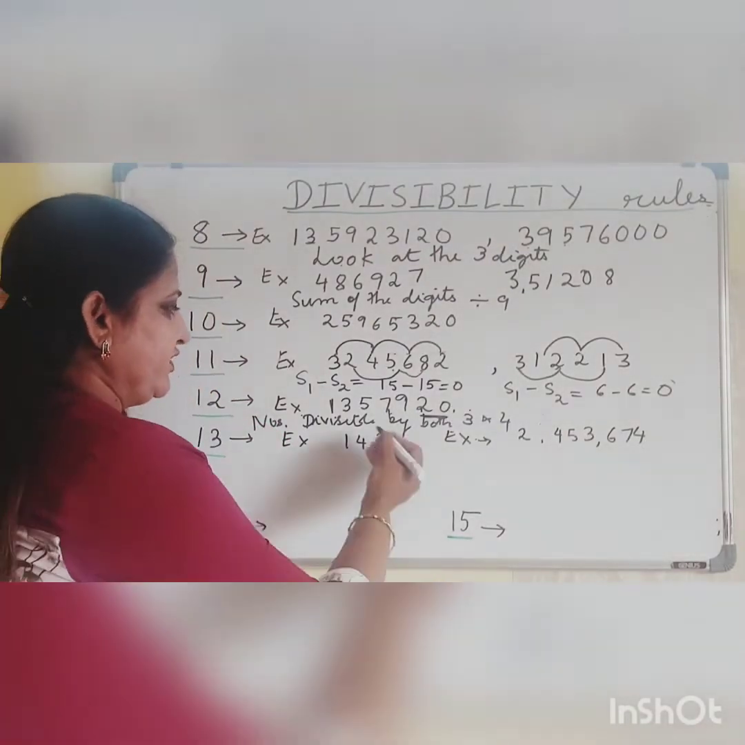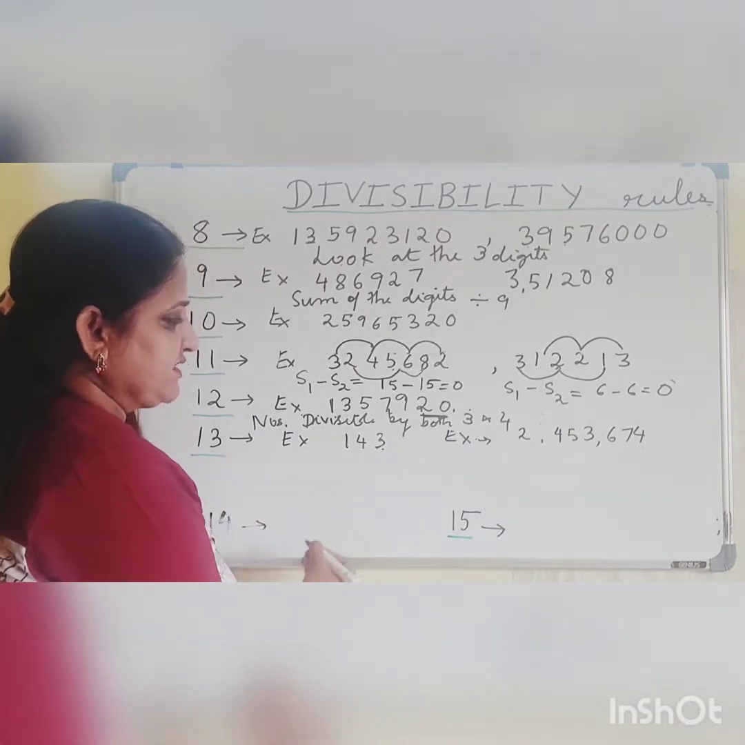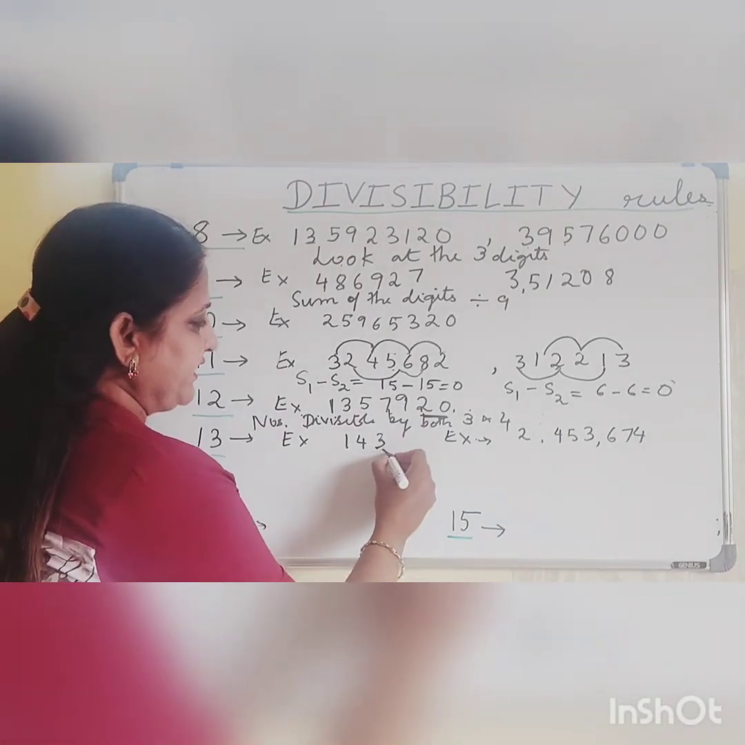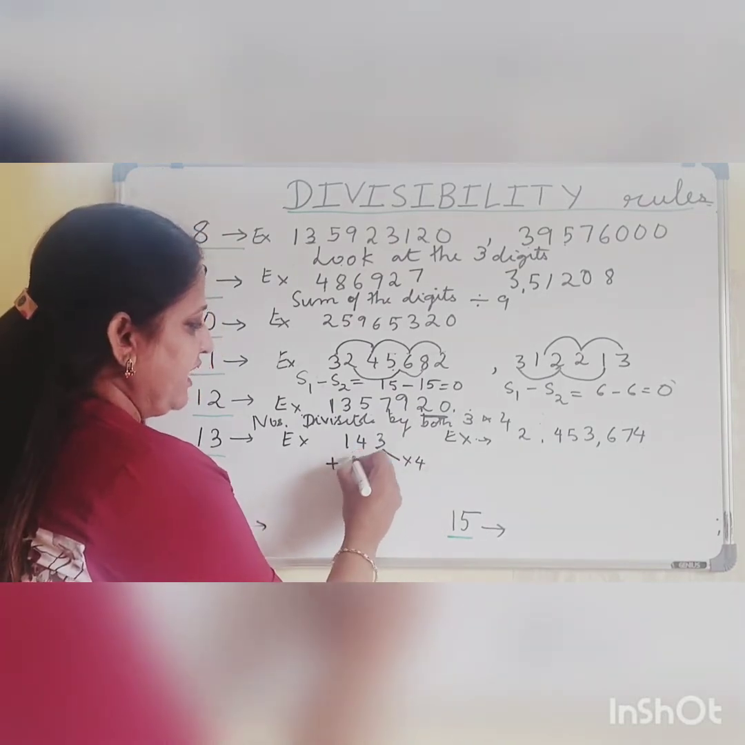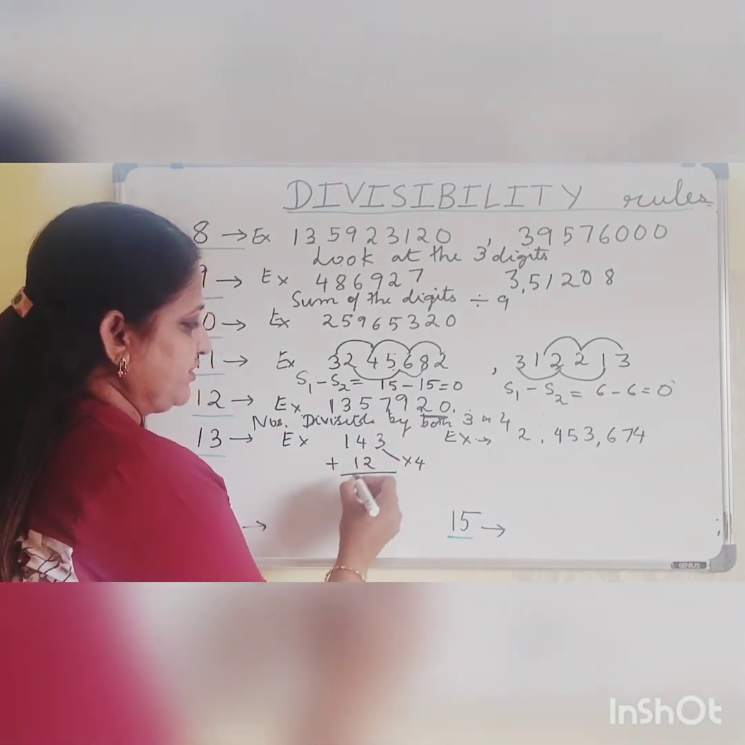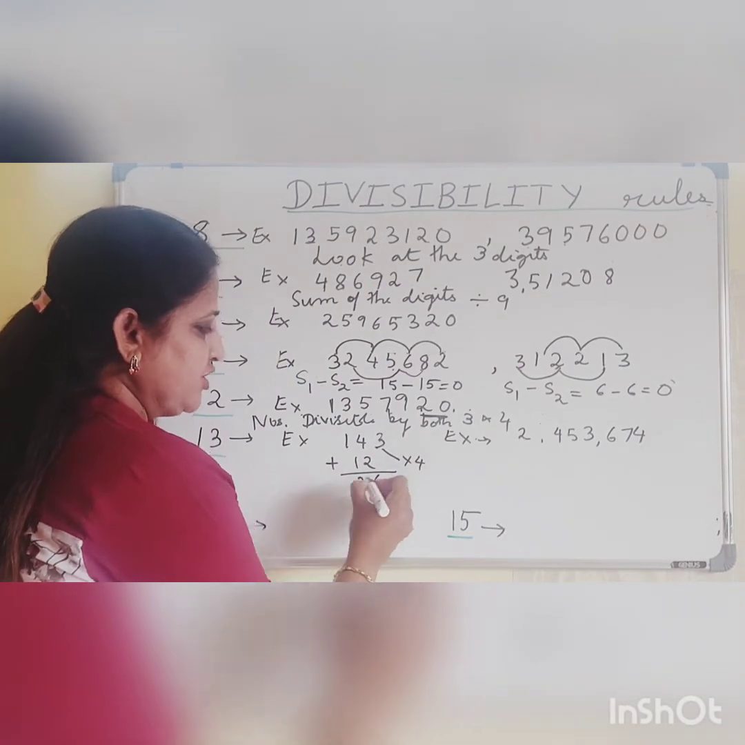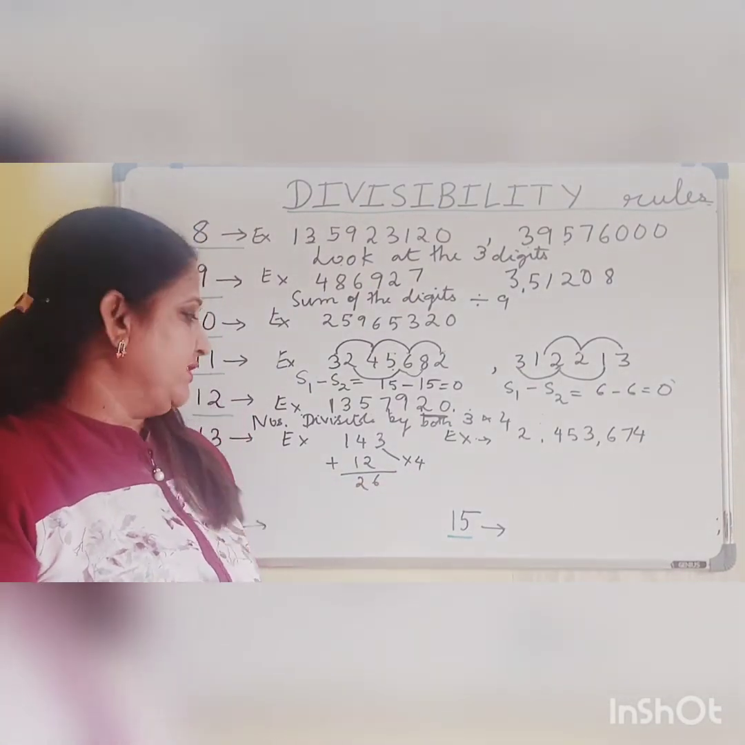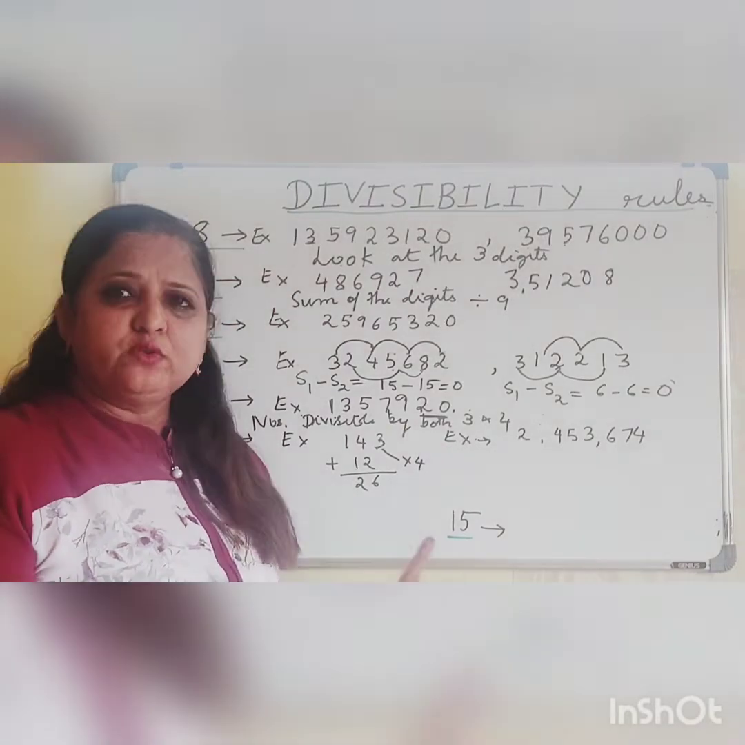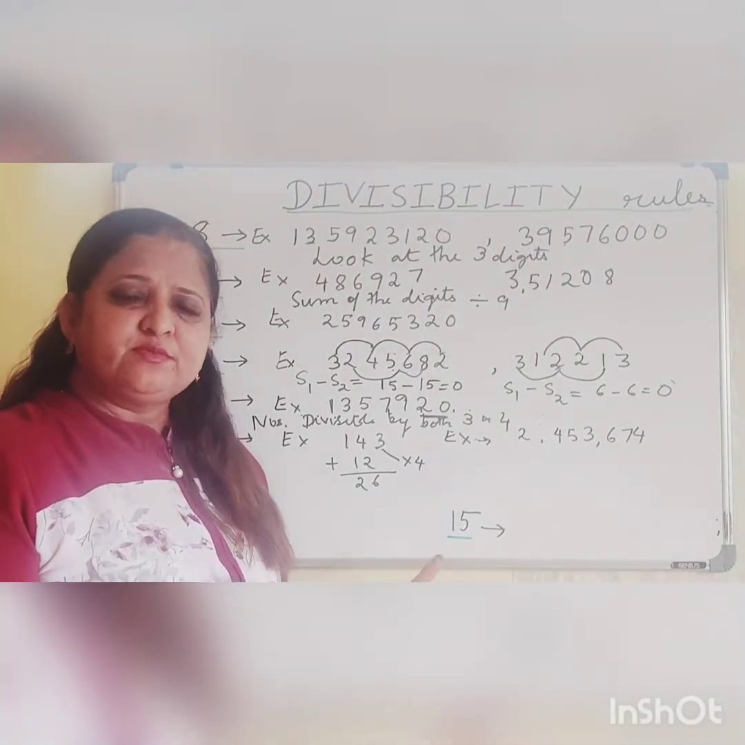Now, the first rule is what? This is a number, suppose. You have to multiply the units digit with 4. 3 times 4 gives us 12. Add it to the remaining part of the number and see what you get. 26. 13 times 2 is 26, right? It's a multiple of 13. So the whole number is also divisible by 13.